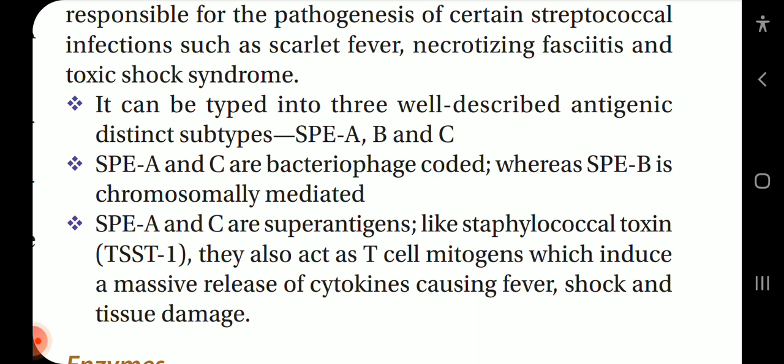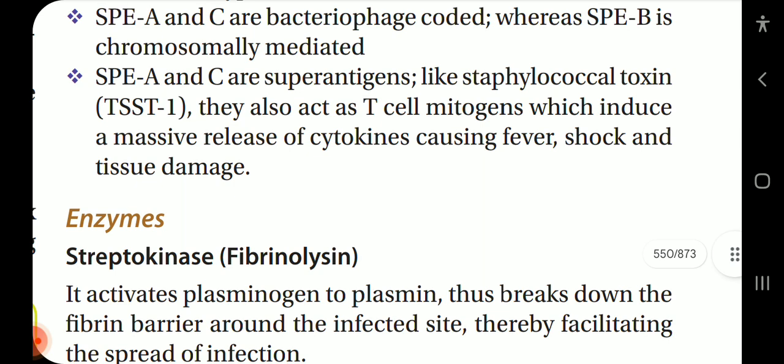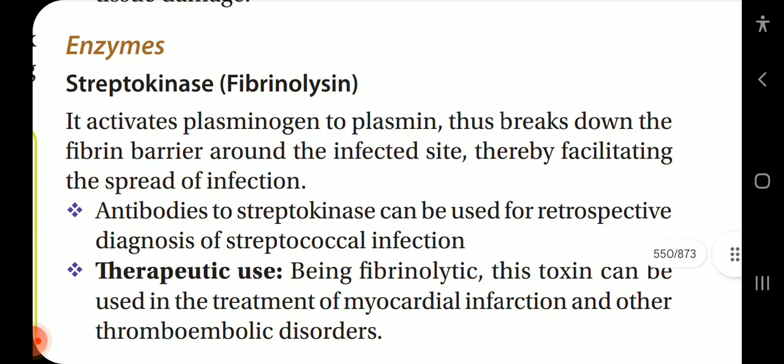It can be typed into three well-described antigenically distinct subtypes: SPE A, B, and C. SPE A and C are bacteriophage coded, whereas SPE B is chromosomally mediated. SPE A and C are superantigens like staphylococcal toxin TSST-1. They also act as T cell mitogens which induce a massive release of cytokines causing fever, shock, and tissue damage.